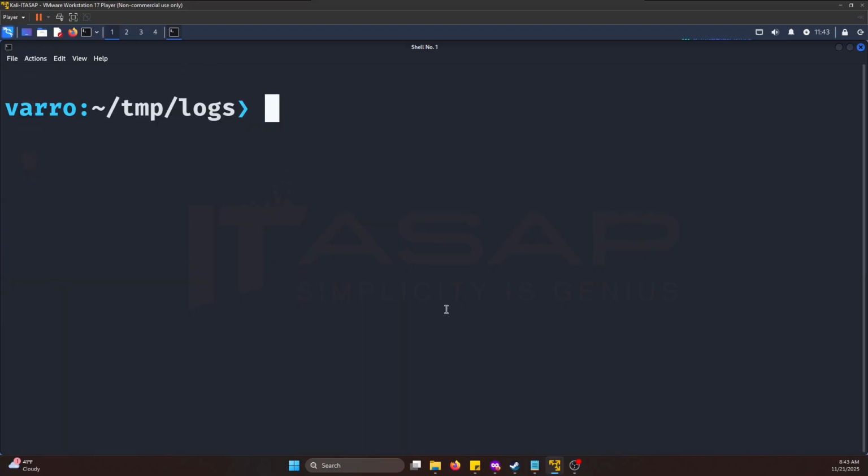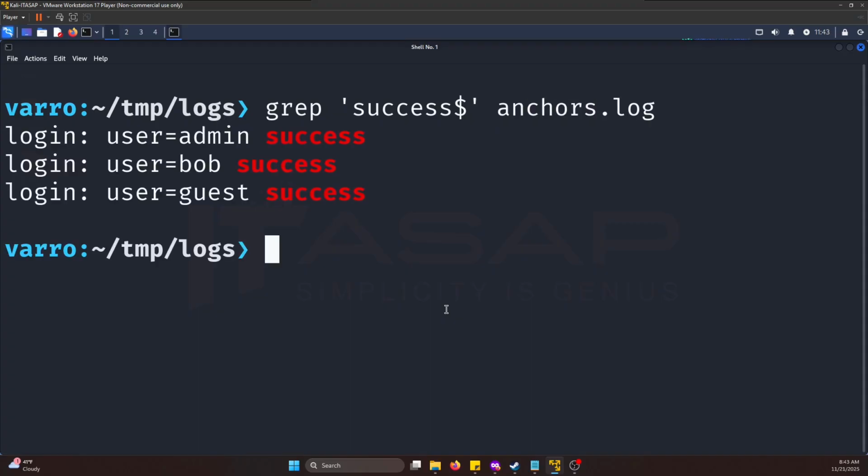Let's clear our screen. We'll say grep success $ sign anchors.log. There we go, all of our successful logins.